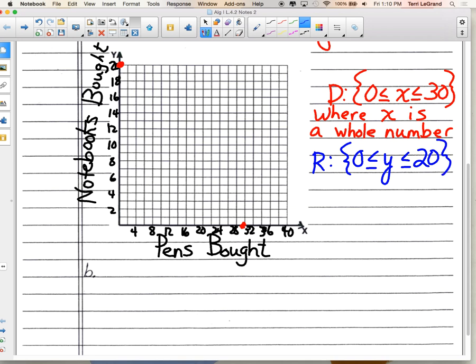20. So again, apparently we can't have a negative number of notebooks. We can't go past 20 notebooks. Okay, any other things we need to include here? Where y is a whole number, because again, they're not going to sell you parts of a notebook.